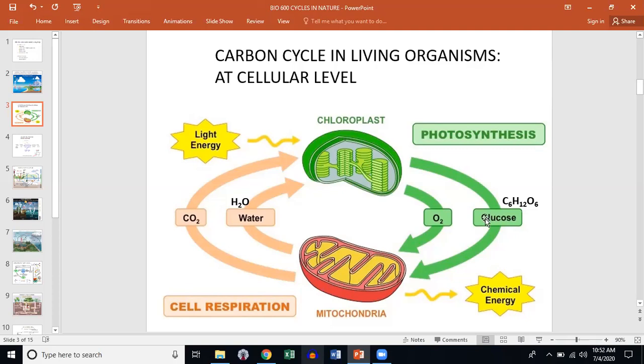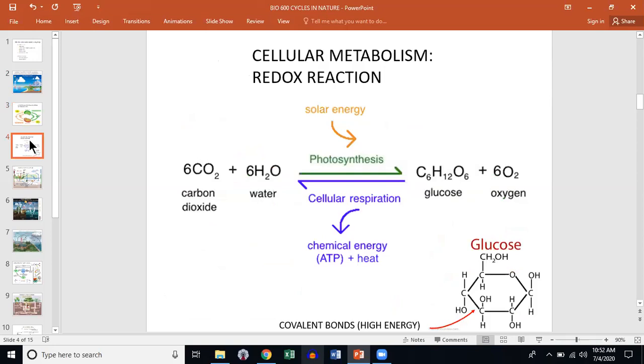And by breaking that high energy glucose, we get chemical energy. That chemical energy is transferred into another high energy molecule of the cell, which is called the ATP, the adenosine triphosphate. And adenosine triphosphate is basically, you can think of little tiny molecular batteries, high energy batteries that we have in our cells.